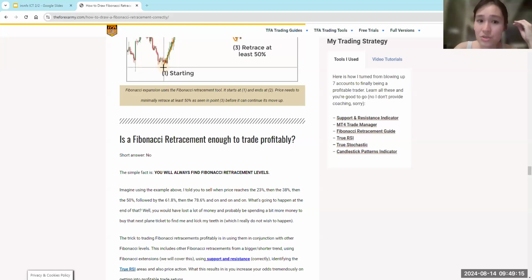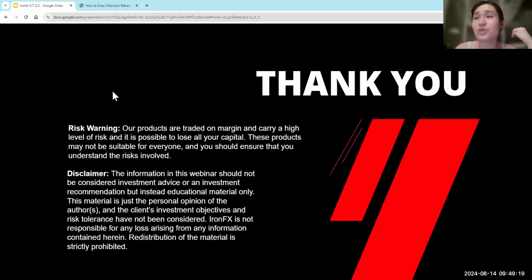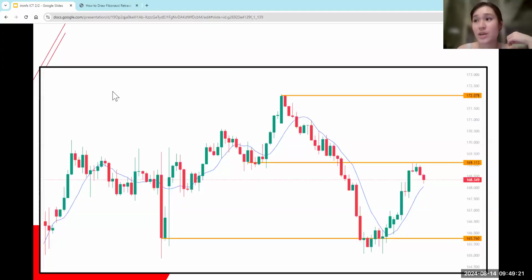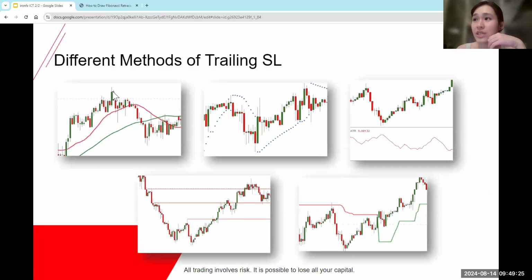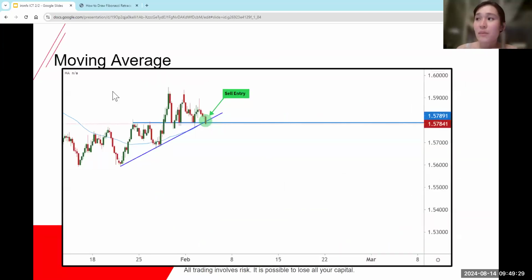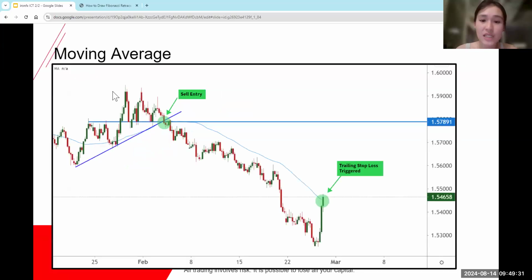How to use a trailing stop loss. Basically, you could use any of the methods that we've gone through earlier, like any of these. And when price moves above or breaks out of the indicator, your trailing stop loss is triggered and you're getting out of that trade.